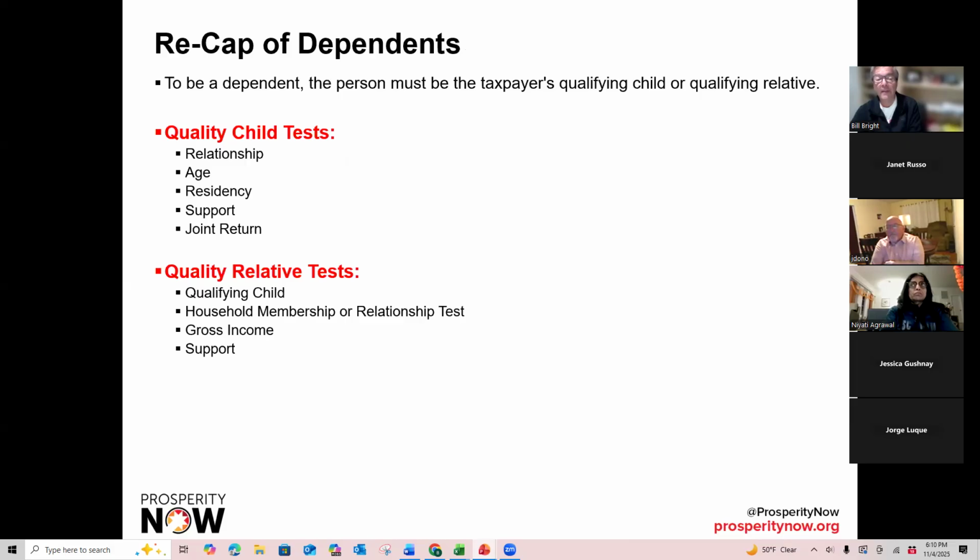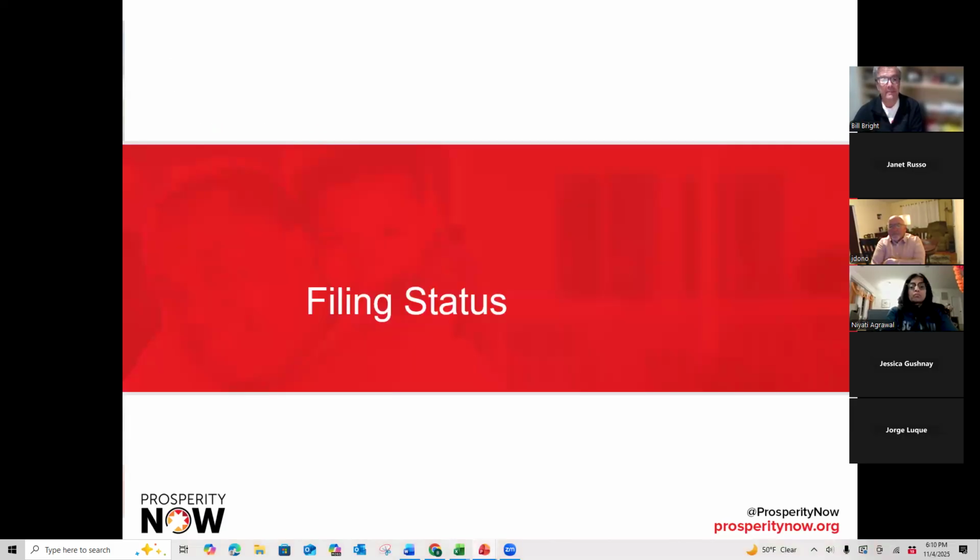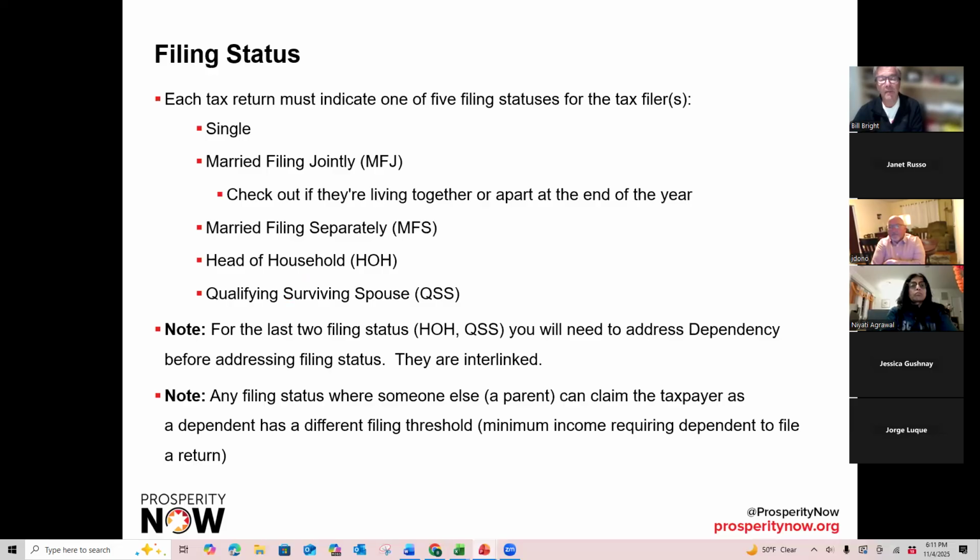So again, there are 5 tests for the qualified child: the relationship, the age, the residency, the support, and whether or not they file a joint return. The qualifying relative is either a qualifying child, household member, or relationship test. Again, the gross income is under $5,200, and they don't provide more than half their support. Now, filing status. So we're moving on to that. There are 5 filing statuses: single, married filing joint, married filing separately, head of household, and qualifying survivor spouse.